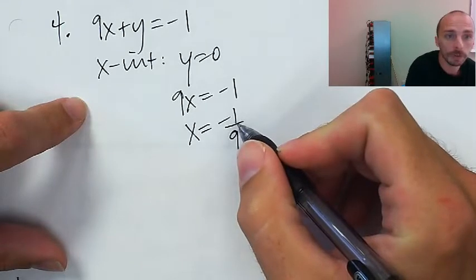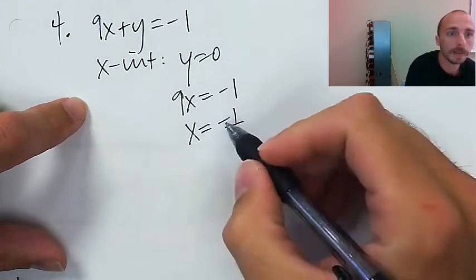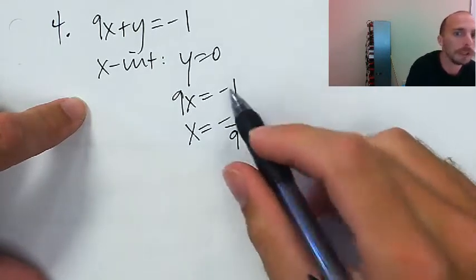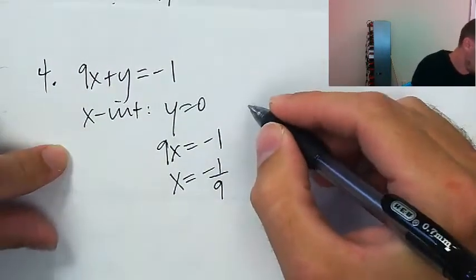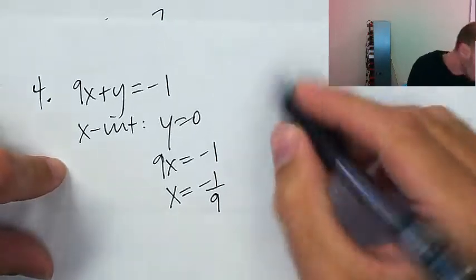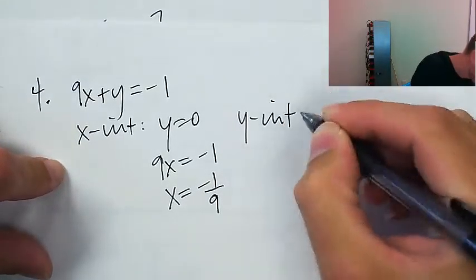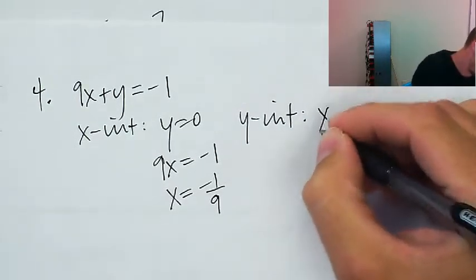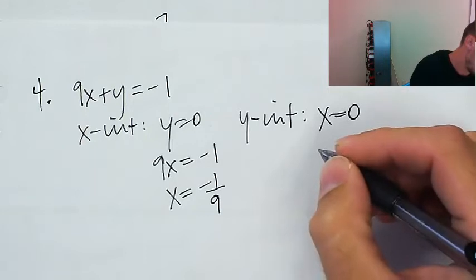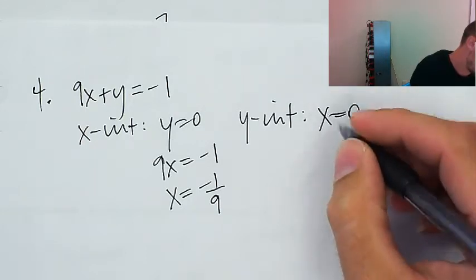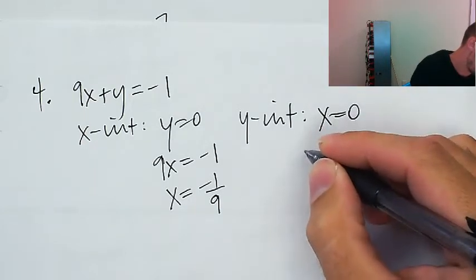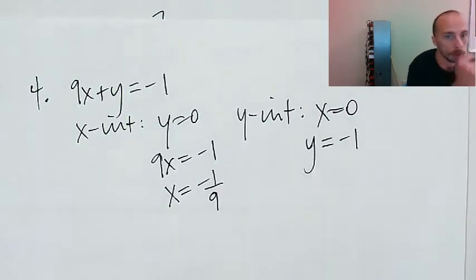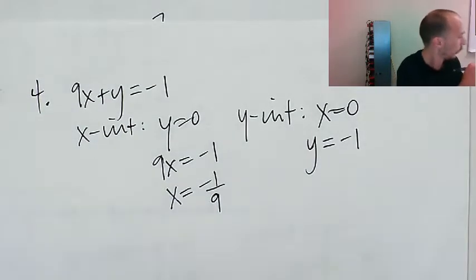Check for reasonableness, right? 9 times this number equals negative 1. Yes, that does make sense. 9 times negative 1/9 would equal negative 1. Never hurts to check for reasonableness, especially during a test or something. So the y-intercept, that's going to be where x is equal to 0. And I'm going to have 9 times 0 plus y equals -1. Oh, look, y equals -1. There it is. That's all for that one.